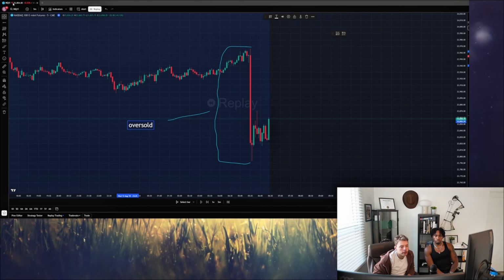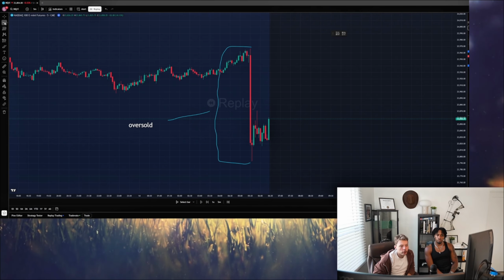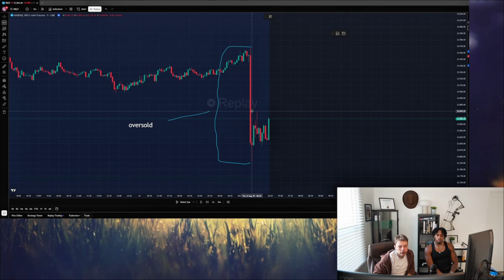Let's see how large this one is. This is about 170 points. So when we see how large this gap is, we know price has to refill that. This was just a news event. So how do you trade this? Because really there's no structure, zero structure for price to go off from.